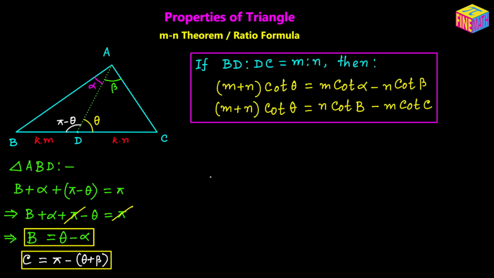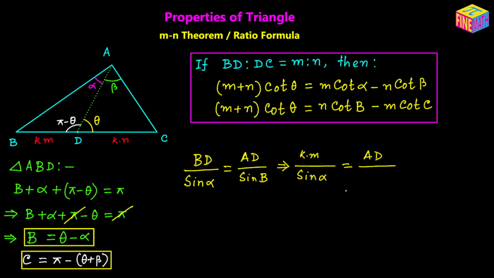Now let's use the sine law on triangle ABD. So we can say BD over sine alpha will be equal to AD over sine B, and from here BD can be written as K times M, so K times M over sine alpha is equal to AD over sine of B. In place of B, I am going to write theta minus alpha. We have already proved that the angle B is equal to theta minus alpha. So that's exactly what I did here. Where we had sine B, I am writing sine of theta minus alpha. So what would be the value of Km? Well, Km will be equal to AD times sine of alpha over sine of theta minus alpha.